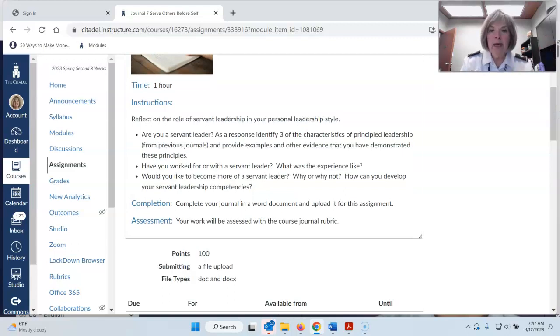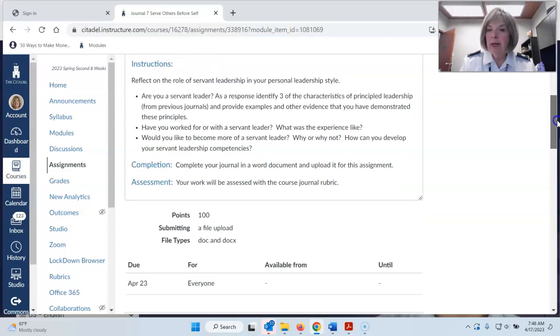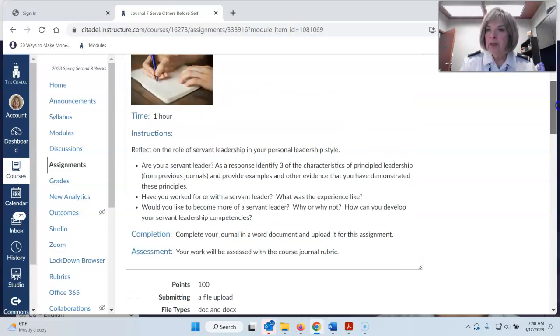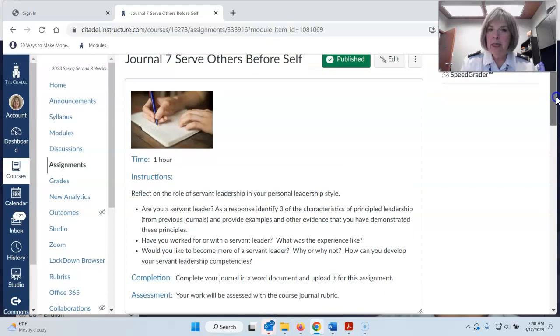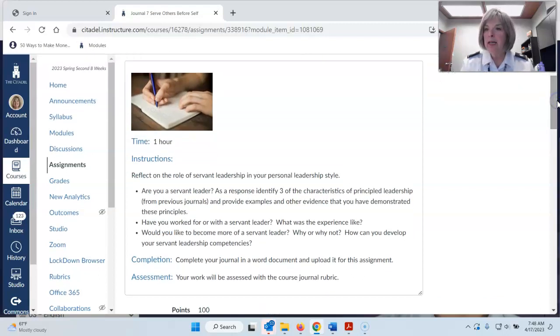So at the beginning of the module, you had some materials on servant leadership. Are you a servant leader? Choose 3 of the topics or characteristics you've written about already and provide examples to support your response, yes or no, or along the continuum, where are you? Do you have experience working for a servant leader? And would you like to become more of one? Why or why not? How can you develop further? There might be times when you think servant leadership is not appropriate, or in your setting it might be appropriate a lot of the time.